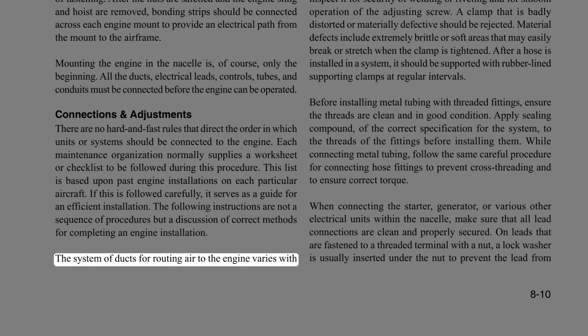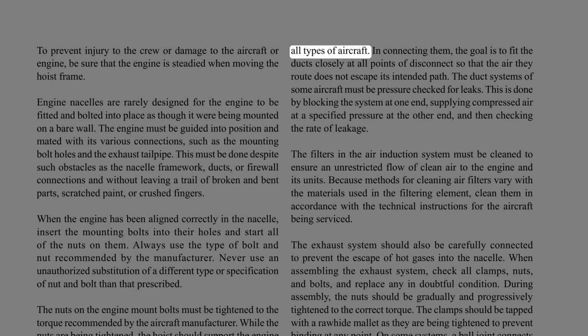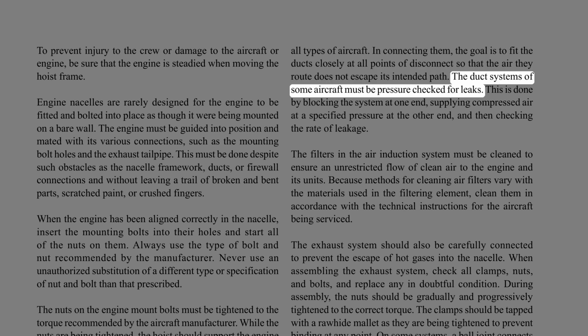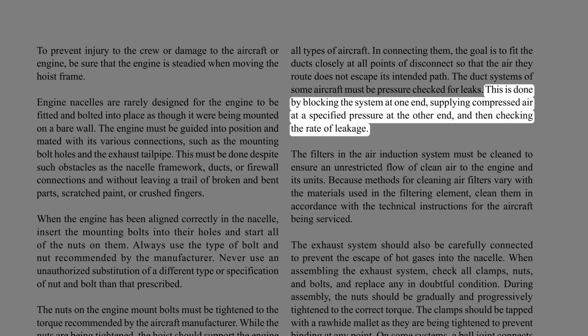The system of ducts for routing air to the engine varies with all types of aircraft. In connecting them, the goal is to fit the ducts closely at all points of disconnect so that the air they route does not escape its intended path. The duct systems of some aircraft must be pressure checked for leaks. This is done by blocking the system at one end, supplying compressed air at a specified pressure at the other end, and then checking the rate of leakage.